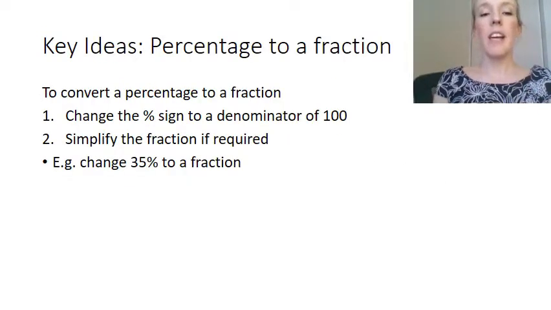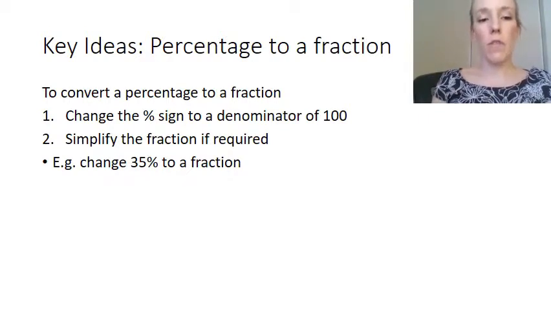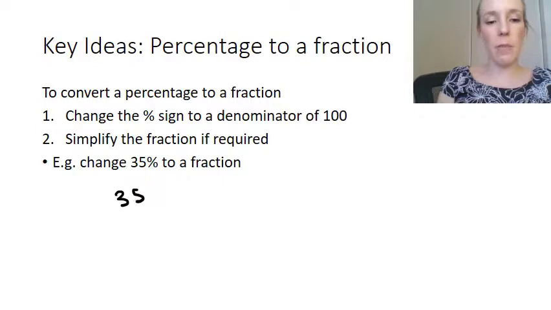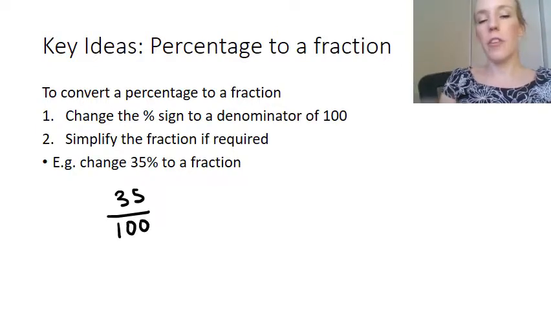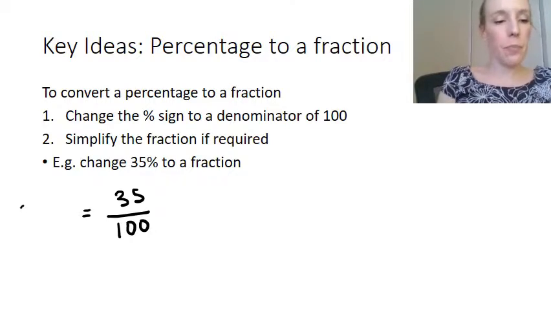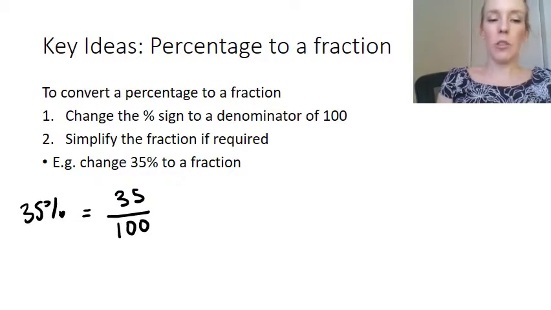Okay, so some key ideas: converting from a percentage to a fraction. There's a few steps we have to follow. To convert a percentage to a fraction, the first thing we have to do is change the percent sign to a denominator of 100, and then we have to simplify the fraction if we can. So for instance, change 35% to a fraction. We start off with 35%. Step 1 is to change the percent sign to a denominator of 100. So 35% equals 35 over 100.